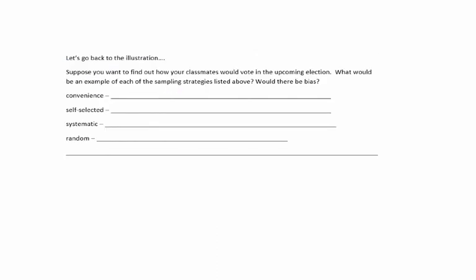So let's go back to the illustration. Suppose you want to find out how your classmates would vote in the upcoming election. So if we had an upcoming election, which we don't at the moment, thank heavens, but if we had one, and you wanted to know how your classmates would vote in that election, what would be an example of each of the sampling strategies listed above, and would there be bias in that strategy?